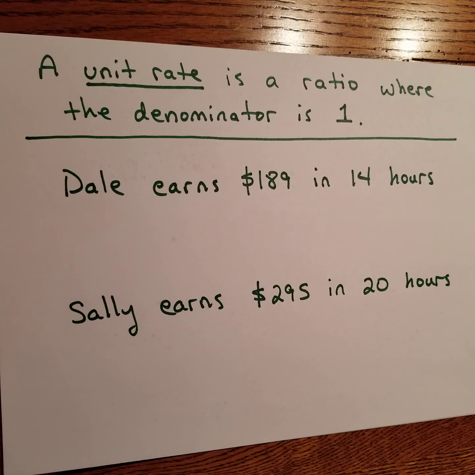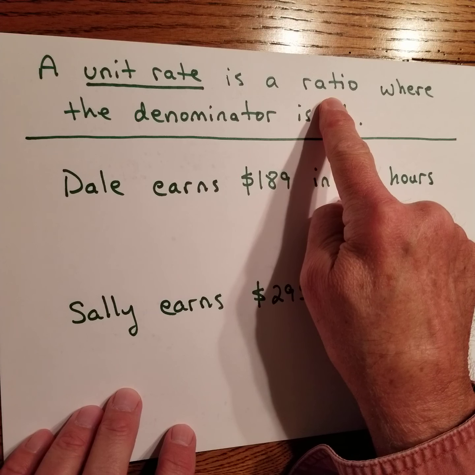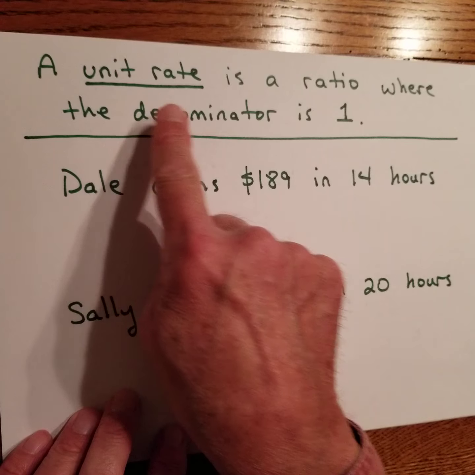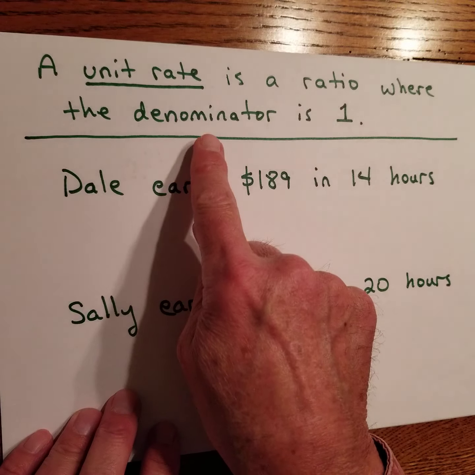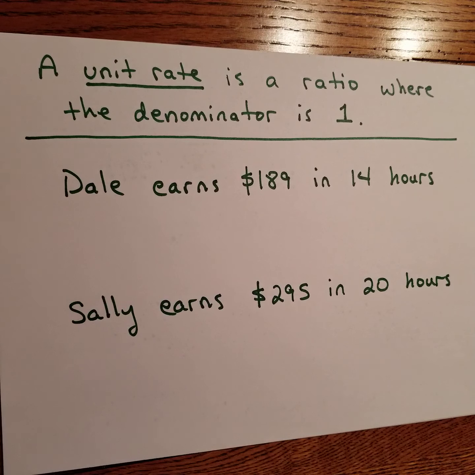In this video, we'll extend the concept of ratio to include unit rate. A ratio is just a fraction that compares numbers. A unit rate is a ratio where the bottom of the fraction is 1. Creating unit rates makes comparisons even easier.